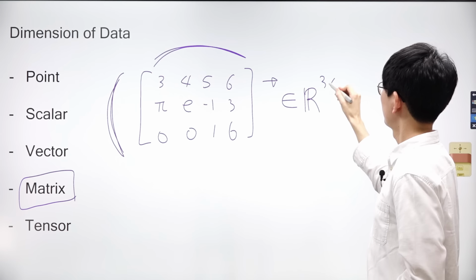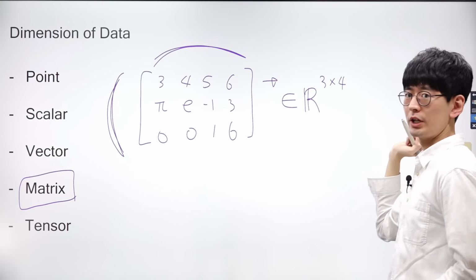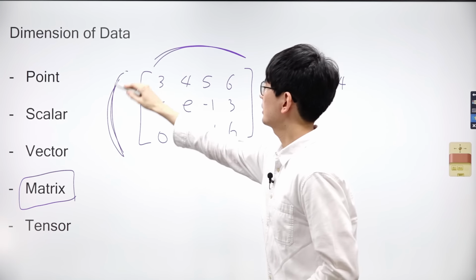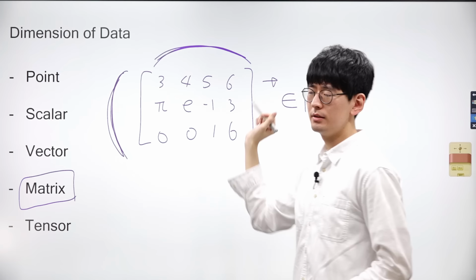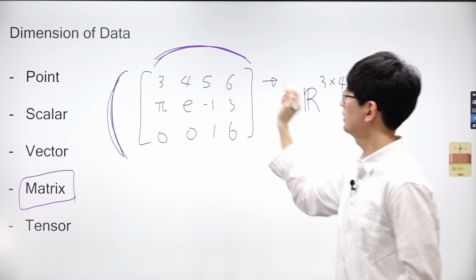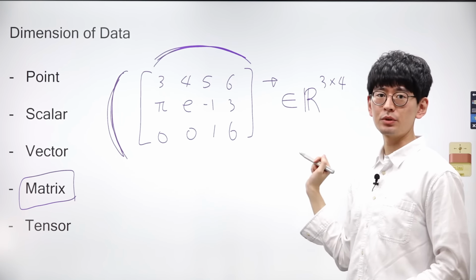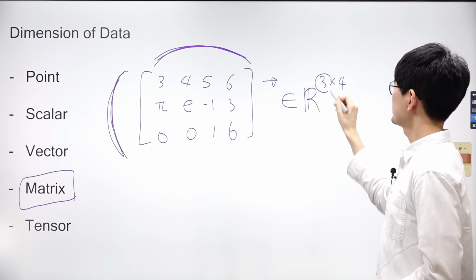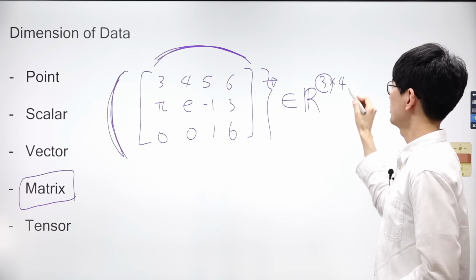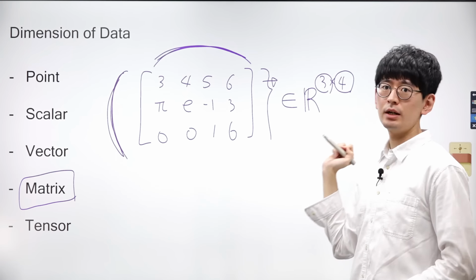The number of rows is 3, and the number of columns is 4. So we write the number of rows first, and then write the number of columns. And that's the size of the matrix.